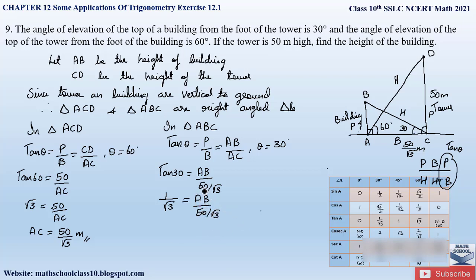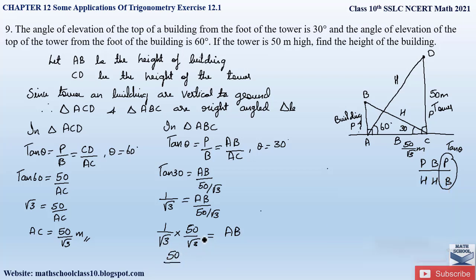So here, since we have to find out the value of AB, which is the height of the building, let us send this 50 by root 3 to left hand side. Since here it is in division, when it goes to left hand side it becomes multiplication, right? So 1 by root 3 into 50 divided by root 3 is equal to AB, right? So 1 into 50 is 50 divided by root 3 into root 3. What is root 3 into root 3? Root a into root a is equal to a. This is an identity, right? So root 3 into root 3 will be equal to 3, equal to AB.